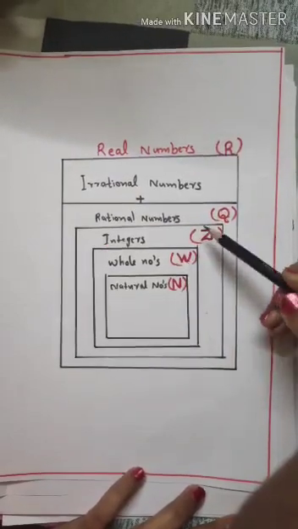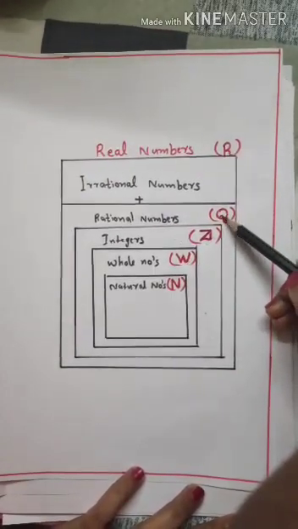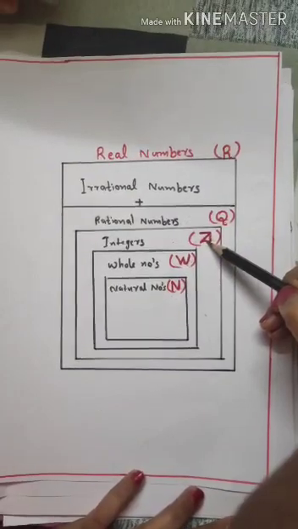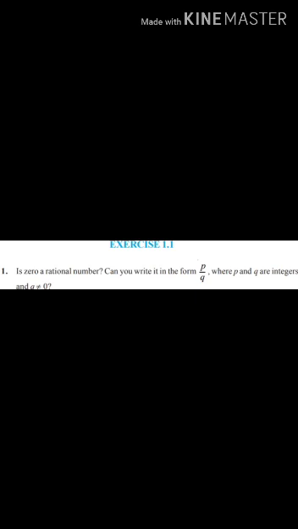Similarly, all integers are rational numbers, but all rational numbers are not integers, and so on. Let's move to the first exercise, exercise 1.1. Question number 1. Is 0 a rational number? Can you write it in the form p by q, where p and q are integers and q not equal to 0?